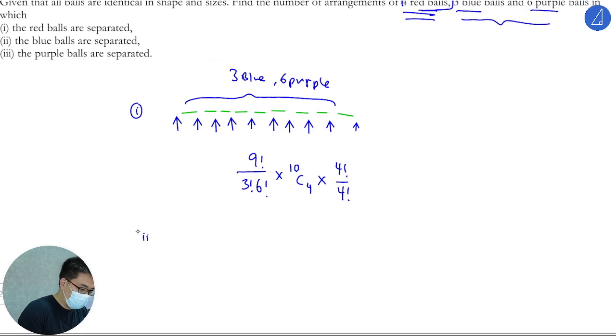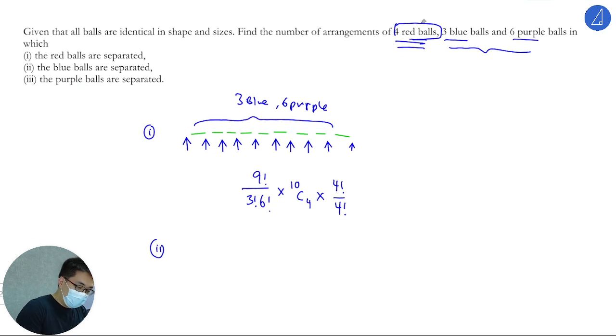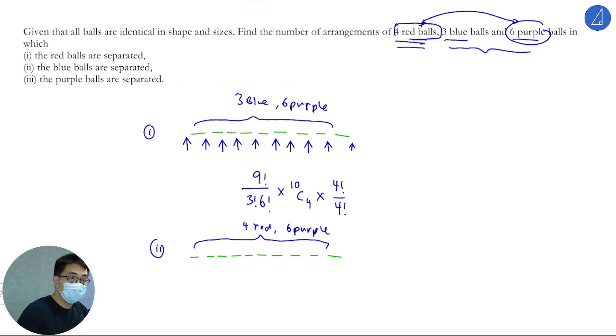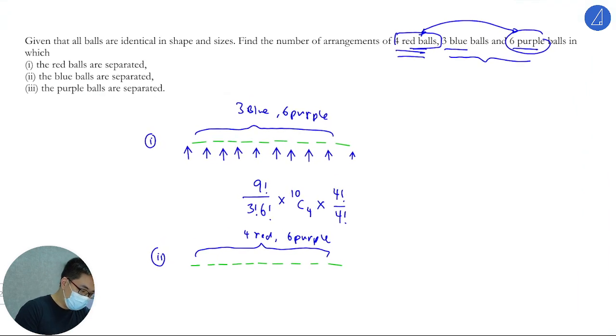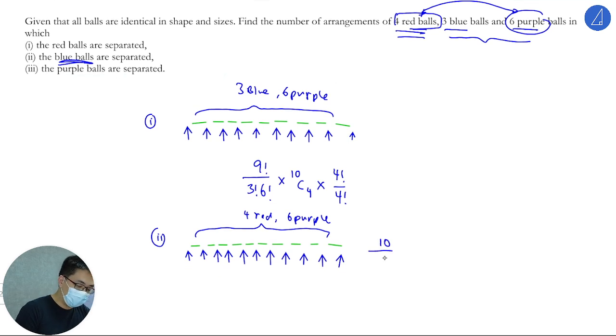Then we do the same thing for blue balls, which means we take into account blue and purple, which is 1, 2, 3, 4, 5, 6, 7, 8, 9, 10, which is actually 4 red and 6 purple. All right. This case here, same thing. You want to arrange, get the blue balls in. So there are 3 blue balls. So it's 1, 2, 3, 4, 5, 6, 7, 8, 9, 10, 11. 11 slots to choose from.